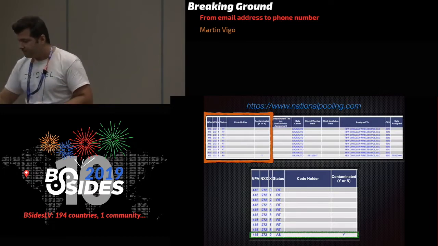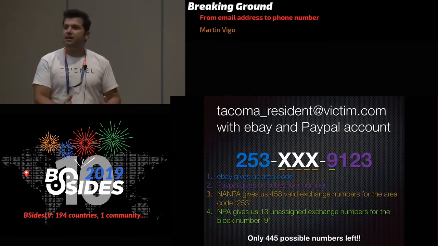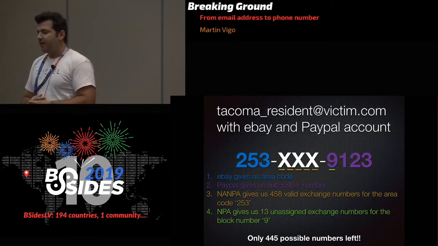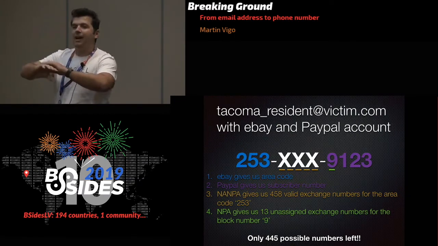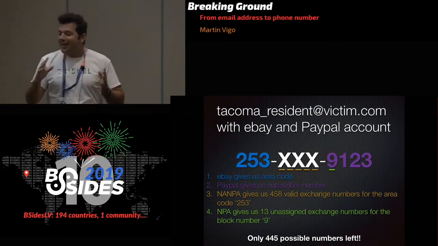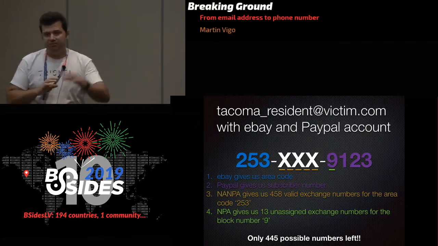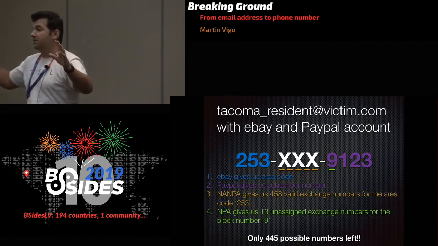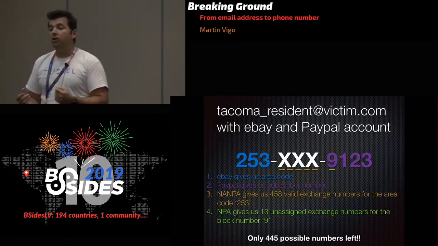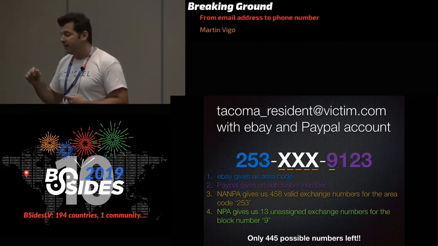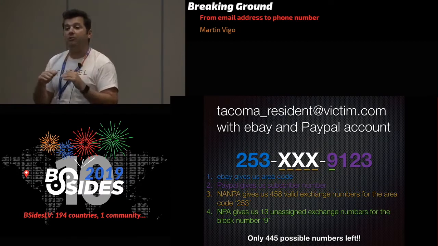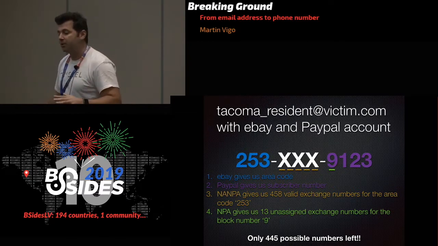Makes sense, right? So let's say our victim, our target, is from Tacoma, okay? And they have an email and a PayPal account like all of you. I don't care how many raise their hand. You all guys have that. So eBay gives us the area code. Fantastic. PayPal gives us the subscriber number. Great. Now, thanks to NANPA, we know that there are only 458 exchanges assigned to the area code that eBay gives us. So now we have only 458 phone numbers possible.